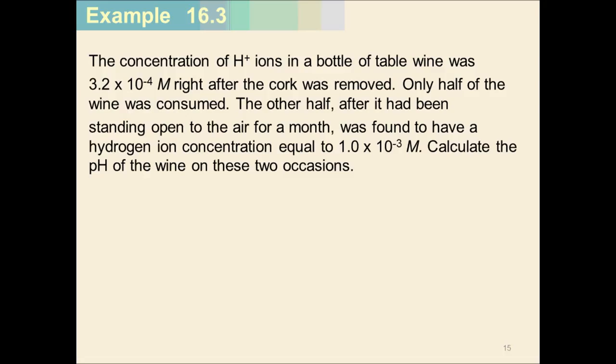So that's why in example 16.3 on slide 15, we're going to have some concentrations that are not whole integers. The hydrogen ion concentration in a bottle of table wine was 3.2 times 10 to the minus 4th molar right after the cork was removed. Only half the wine was consumed. The other half, after standing open to the air for a month, was found to have a hydrogen ion concentration equal to 1 times 10 to the minus 3rd. Calculate the pH of the wine on these 2 occasions.